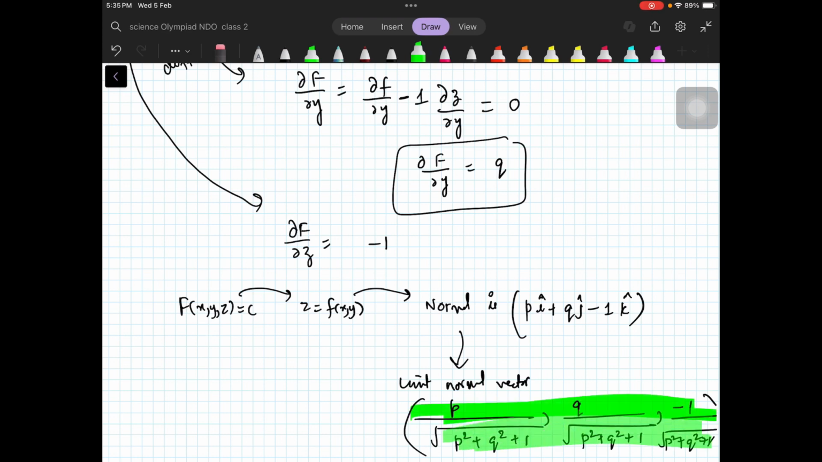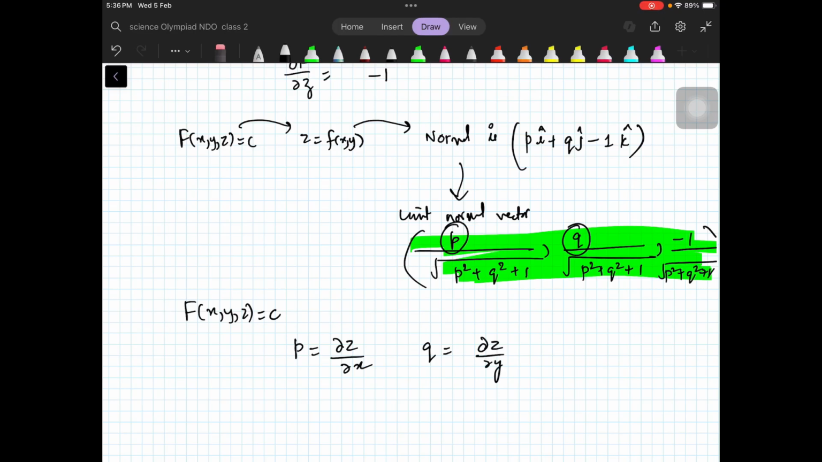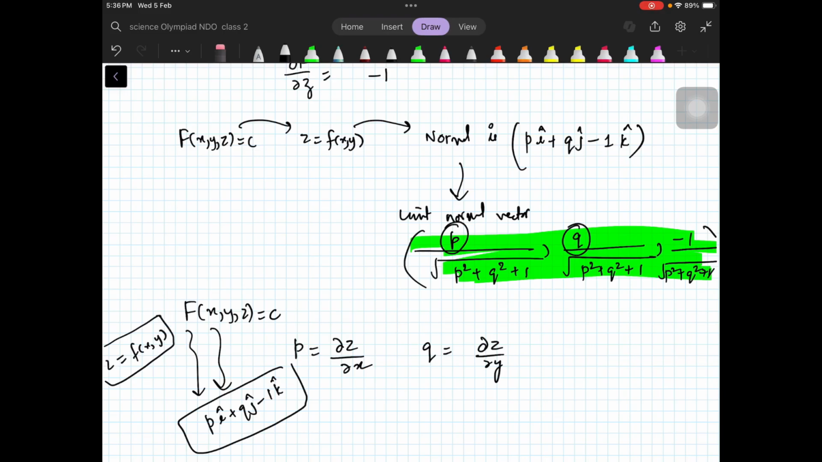This is what we are going to use in future. So what we are saying is that if you have a surface, you have to calculate this p and q. What is p? p is curly z by curly x. And what is q? Curly z by curly y. If you can compute this, then the normal is p i cap plus q j cap minus 1 k cap, provided you are able to write it in the form z is equal to f of x y, which comes from the inverse function theorem.